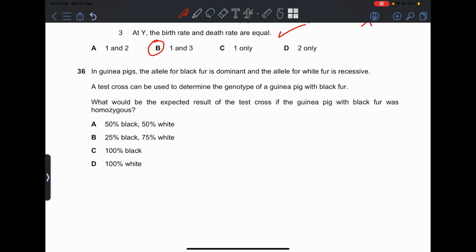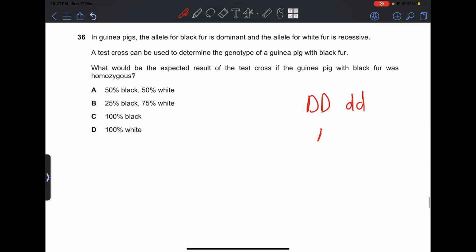Guinea pigs, the allele for black fur is dominant and the allele for white fur is recessive. A test cross can be used to determine the genotype of a Guinea pig with black fur. What would be expected results of the test cross if the Guinea pig with black fur was homozygous? So homozygous means, for example, it has both of the alleles dominant or both of them recessive. There is no in between. If it had one dominant and one recessive, then this is called heterozygous. So of course, they said that they have black homozygous fur, which means they have both dominant alleles, which means that it will be 100% black because it is homozygous. It only has dominant alleles.